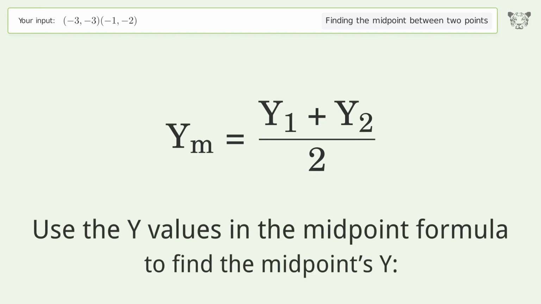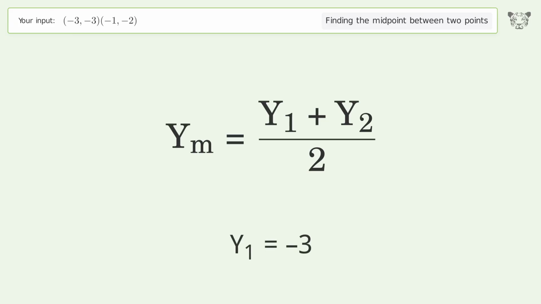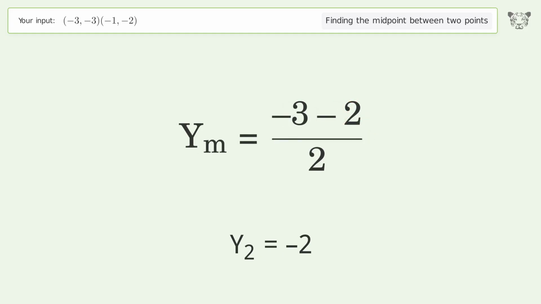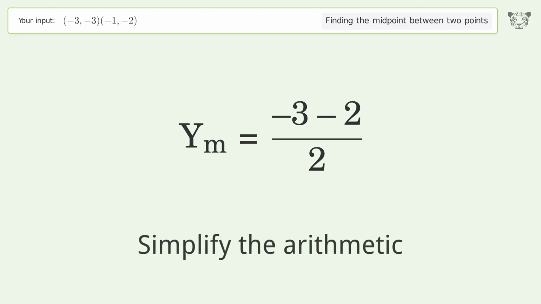Use the y values in the midpoint formula to find the midpoint's y. y1 equals -3. y2 equals -2. Simplify the arithmetic.